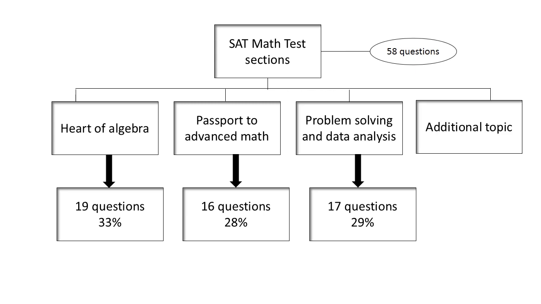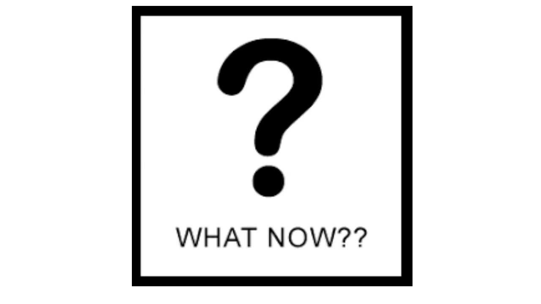Finally, Additional Topics in Math, covering areas, volumes, and investigating lines, angles, triangles, and circles using theorems, and working with trig functions. There are six questions, about 10% of the test, in this section. Now we are going to study each section of the test. We will start with Heart of Algebra.